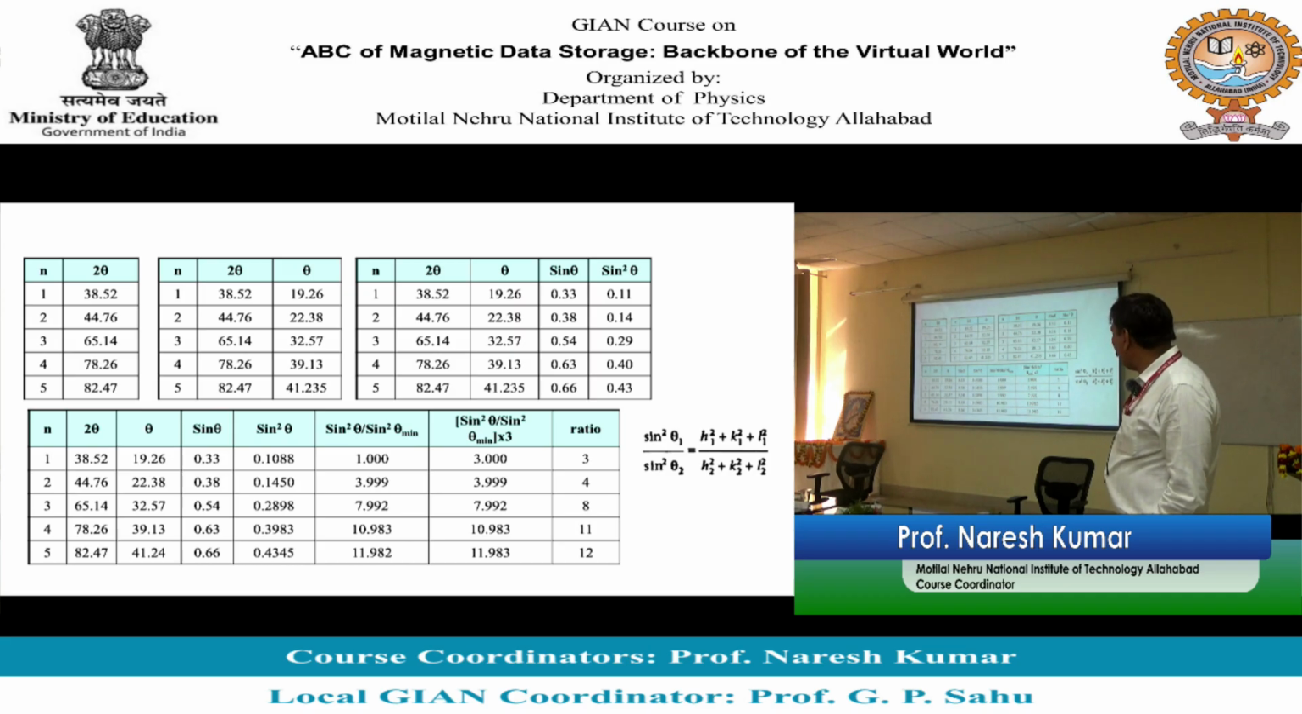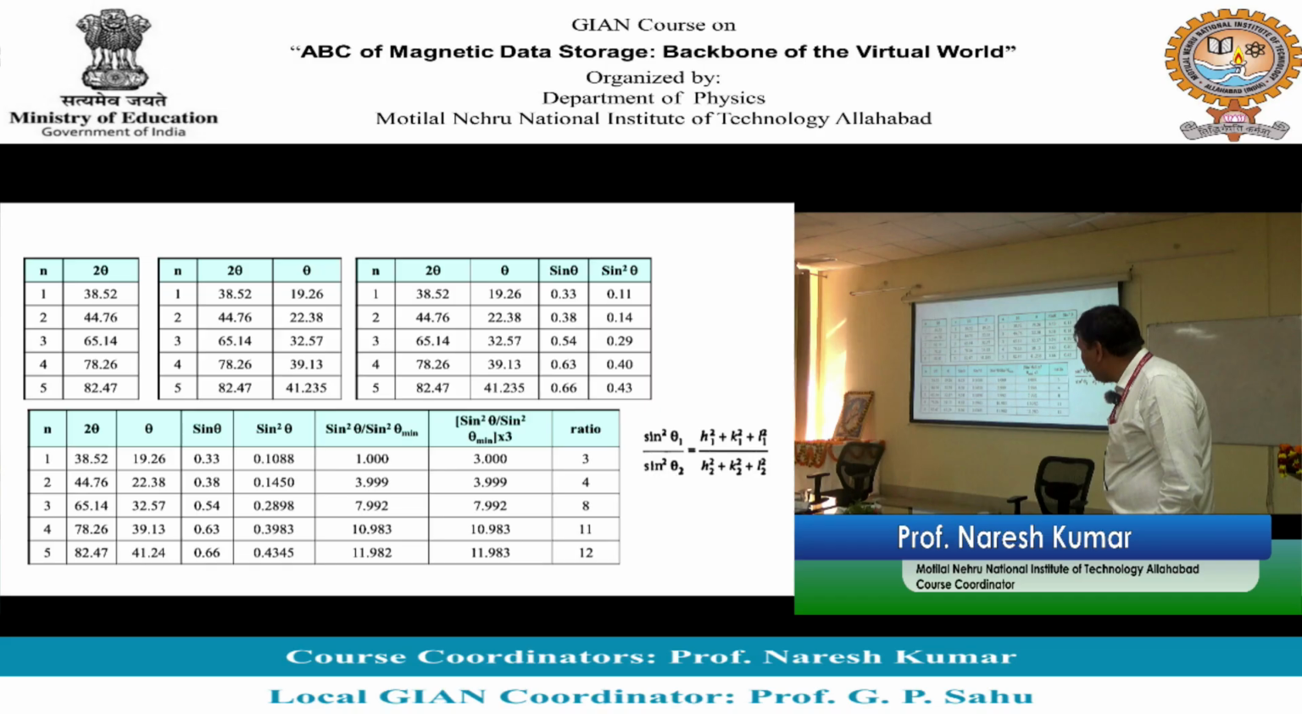So the first peak that we found at 38, what was it, sir? It has a ratio of how much? 3. The second peak that was observed at 44.76 has a ratio of 4. This has a ratio of 8. So this is basically which kind of structure I am talking about? FCC. So the first peak which we observed at 38.52 corresponds to 111. The second peak that I observed at 44.76 was 200.